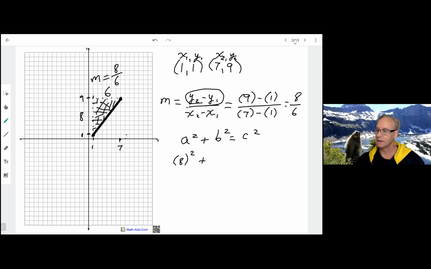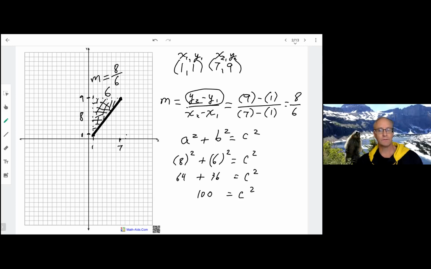And B is my 6. That's another leg of my right triangle. And I'm interested in finding C. Well, in order to find C, I'm going to take 8 squared, which is 64, and 6 squared, which is 36, and that's going to be equal to C squared. And I get 100 is equal to C squared.